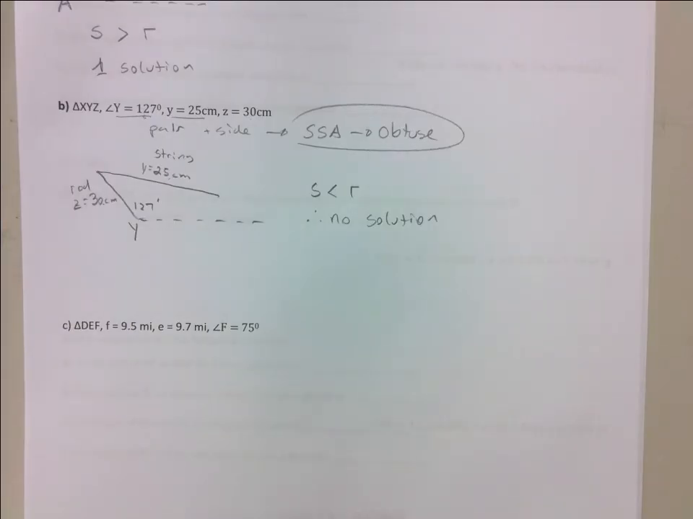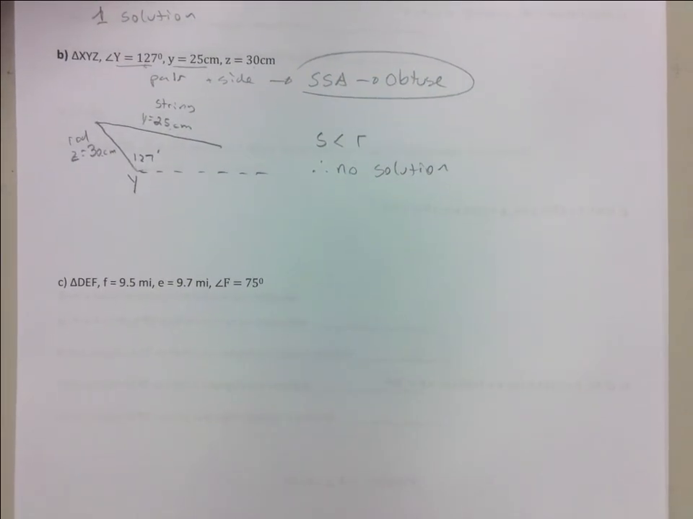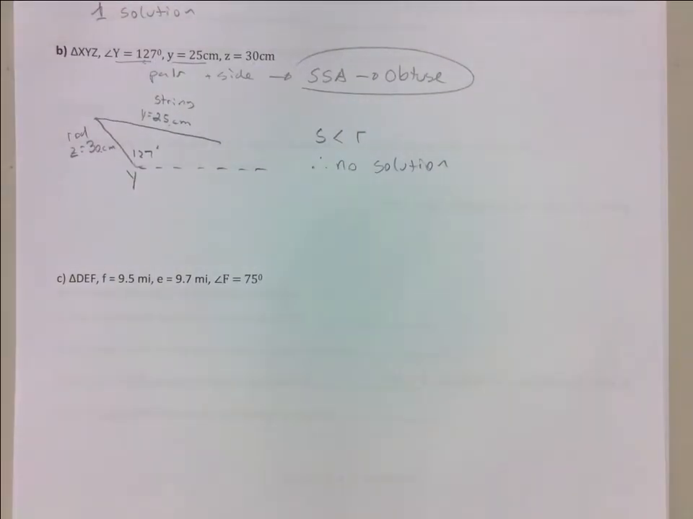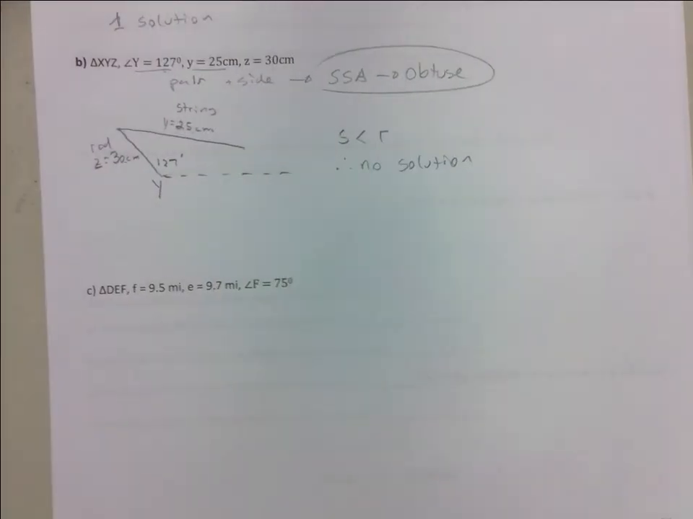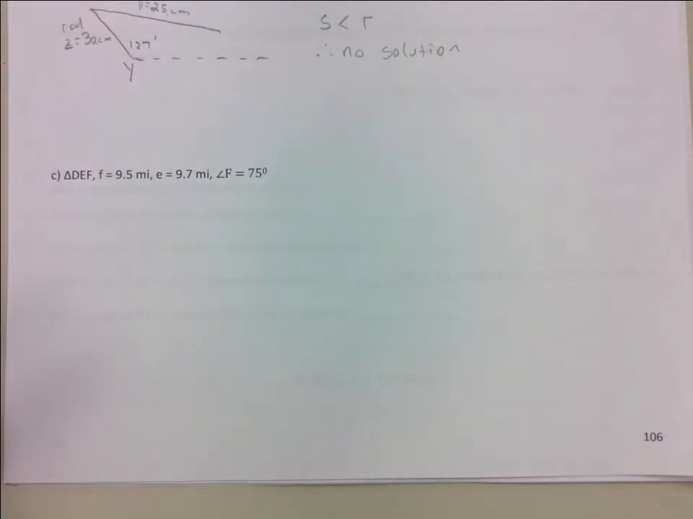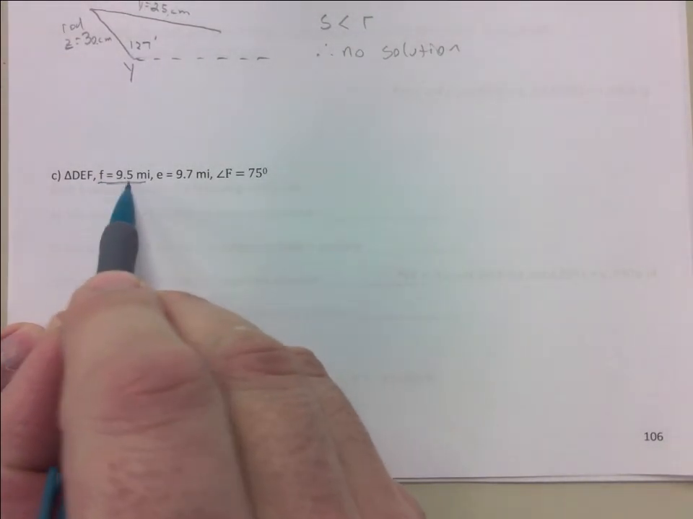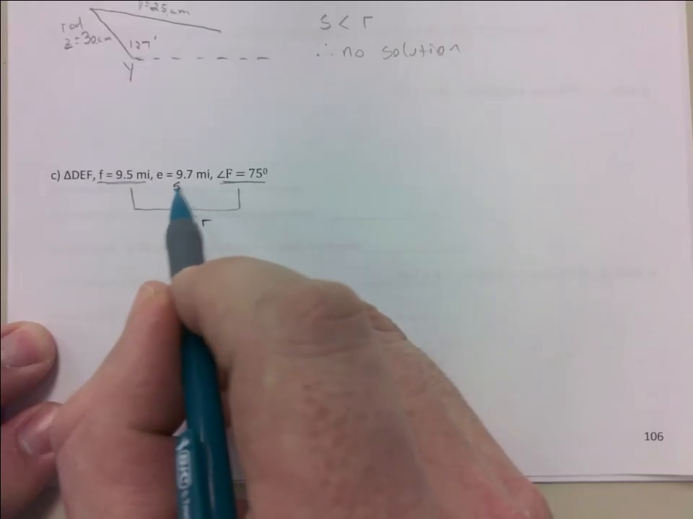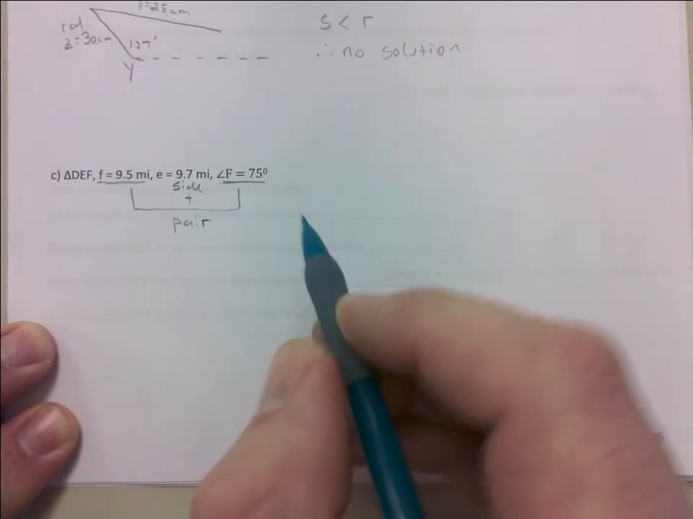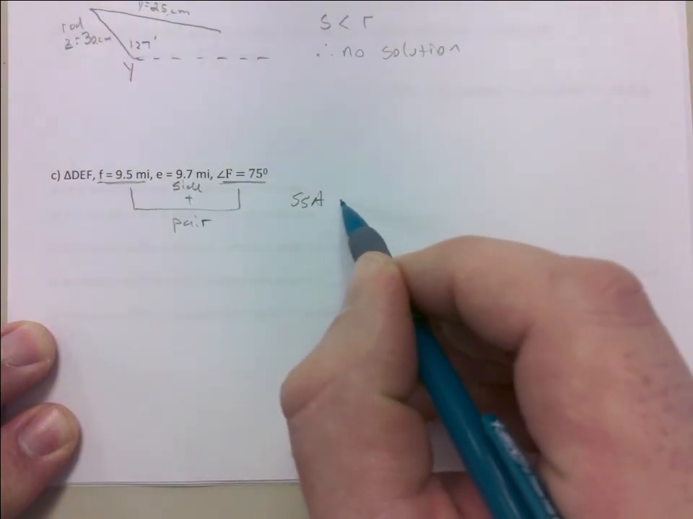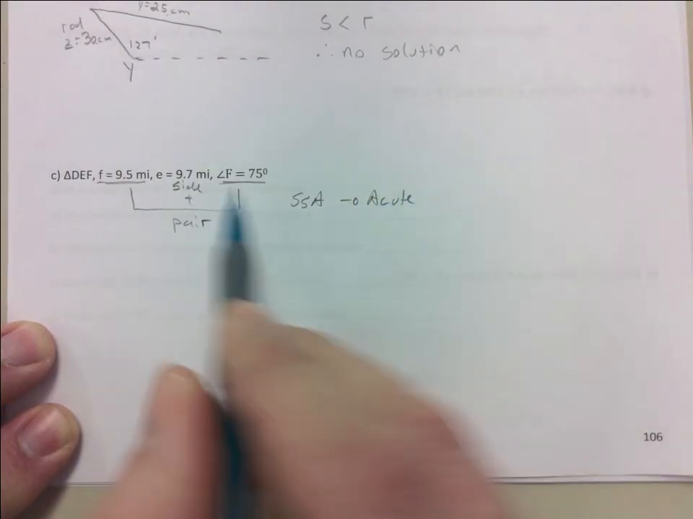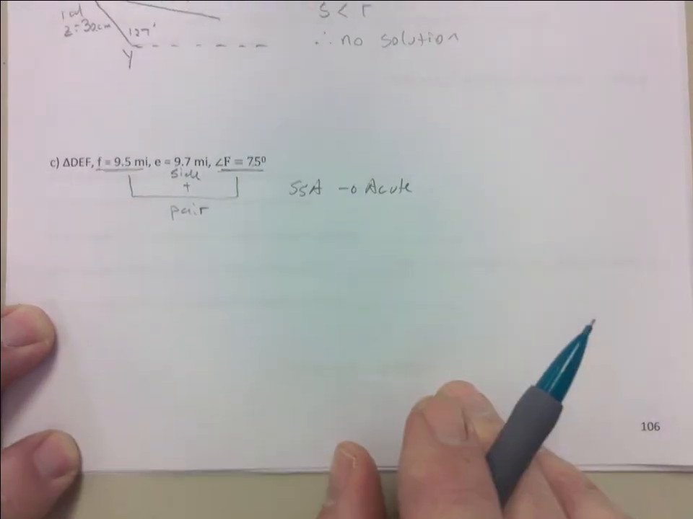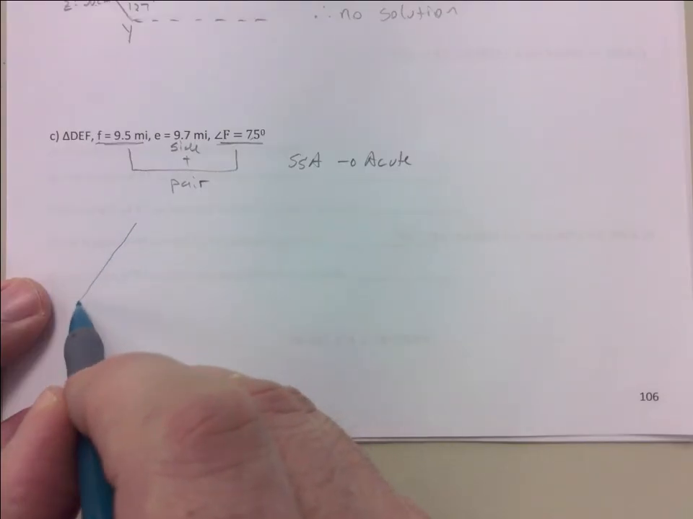Can you try the other one by yourselves? Try DEF. Make a nice sketch first, and then make your conclusion. So you notice that there's side F, angle F, that's your pair. And you've got a side here, okay? Pair and a side, you know this is SSA. And it's acute because of the 75 degree, okay? So you know that this is the case that looks like this.